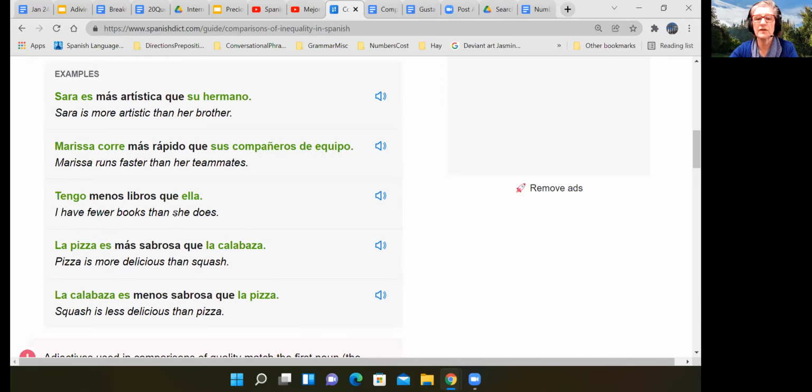Tengo menos libros que ella. I have fewer books than she does. Tengo menos libros que, and there we're putting in not a description, but a number of things. Because sometimes it depends on what we're comparing.